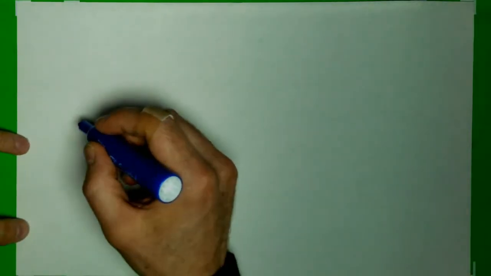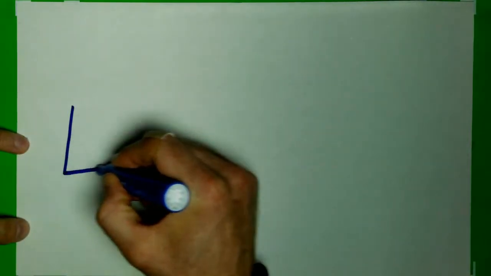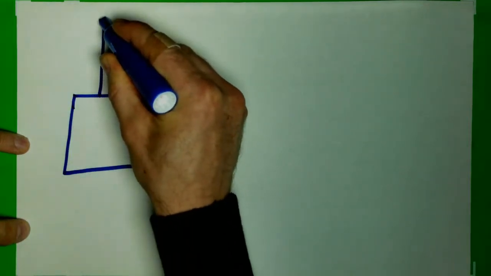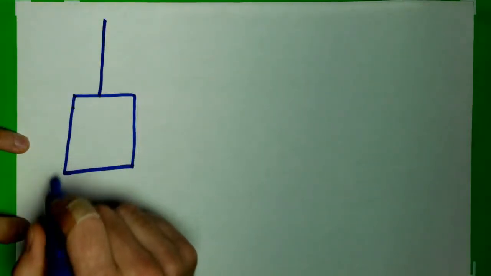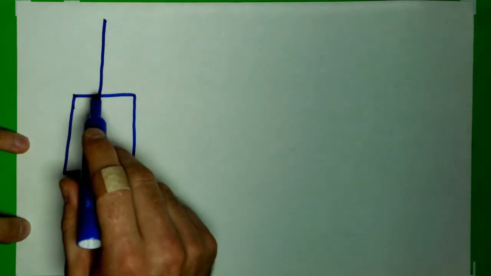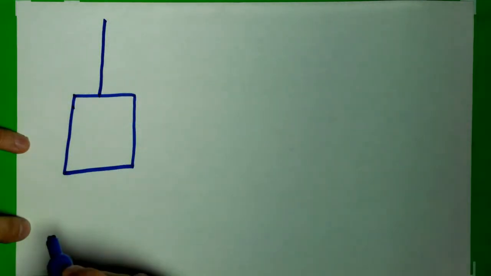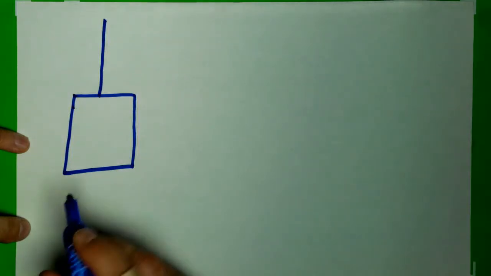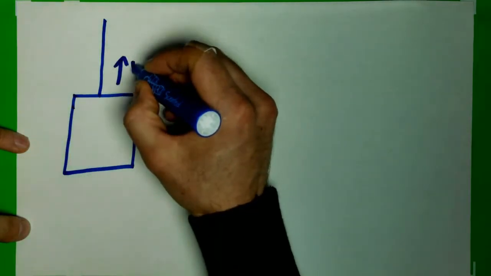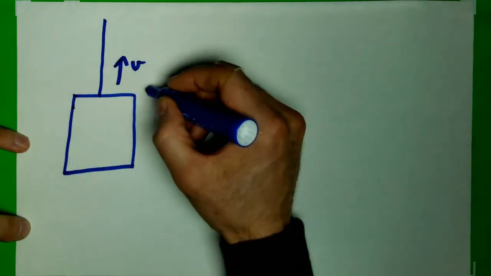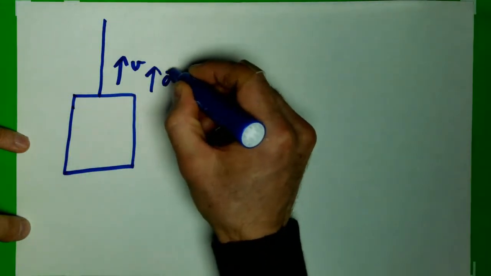Suppose we have an elevator hanging by a cable. For now, we'll neglect any contact with the elevator shaft. We'll just assume it's fully suspended by this cable. And right now, this elevator is moving upward. So it's moving upward, speed v, and it's speeding up. So it also has an acceleration.